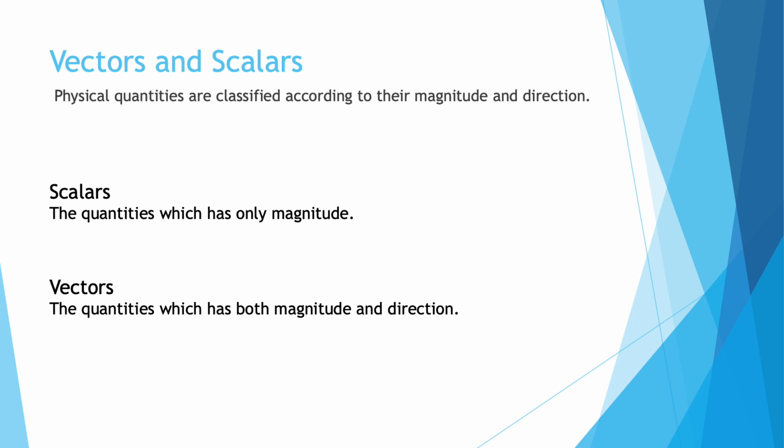Then vectors, the quantities which have both magnitude and direction. Here, besides the magnitude, we have to specify the direction as well. For example, displacement. If a ball moves 5 meter, then we can specify it as it traveled a distance of 5 meter. But if we specify the direction, that means 5 meter towards right, that means we specified the direction as well. Then we will call that quantity displacement.